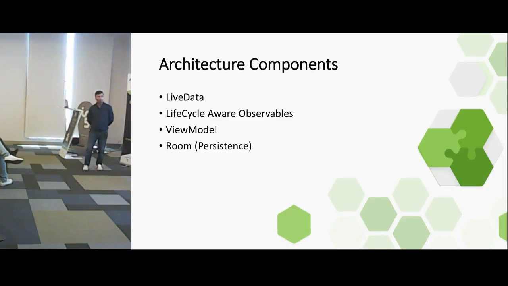So what are these famous architecture components? Let's look at them one by one and explain them in short, then we will get into details. First of all, LiveData. LiveData is an observer for data. When in our app data changes, we need to be notified in order to update the UI, right? And LiveData basically handles this.